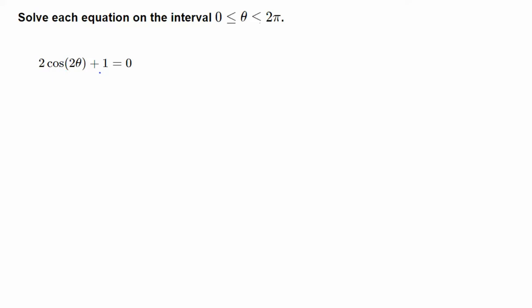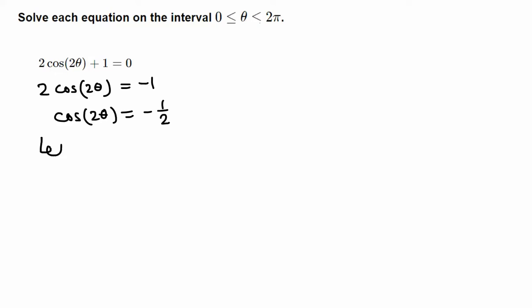So subtract 1 from both sides: 2 cosine 2 theta equals negative 1. Divide by 2, so cosine 2 theta equals negative 1/2. Now let x be 2 theta, then this equation becomes cosine x equals negative 1/2. Now we are looking for the angles x whose cosine is negative 1/2.